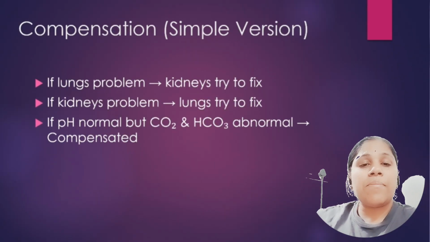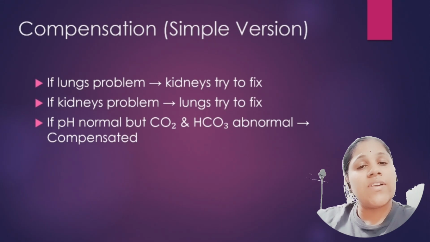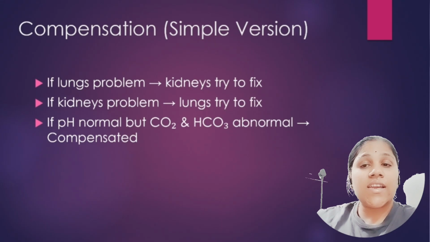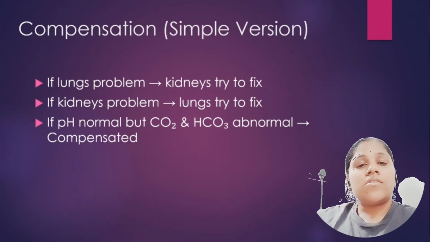Compensation is simple. If there is a lung problem, the kidney will try to fix it. And if the kidney is the problem, the lung will try to fix it. It means both are helping each other to compensate for their problems. If the pH is normal but the carbon dioxide and the bicarbonate are abnormal, it means the compensation has already taken place. This is all about today's small topic on acidosis, alkalosis and acid-base balance.